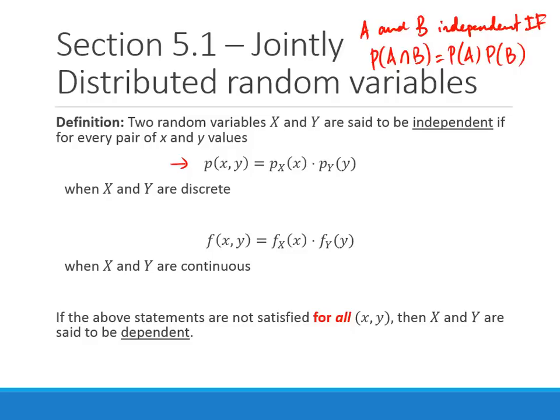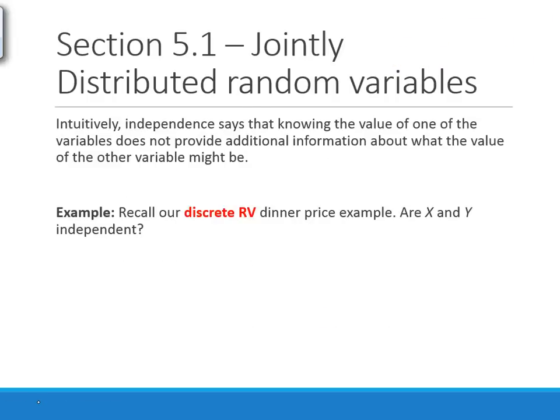So the idea is similar to what we saw when we were looking at sets A and B. Again, it's that idea that independence means we can go from a statement about both things to multiplying something together. Okay, so going back to our discrete random variable dinner price example, thinking about, are X and Y independent? If you look back to that table, you would need to say it.